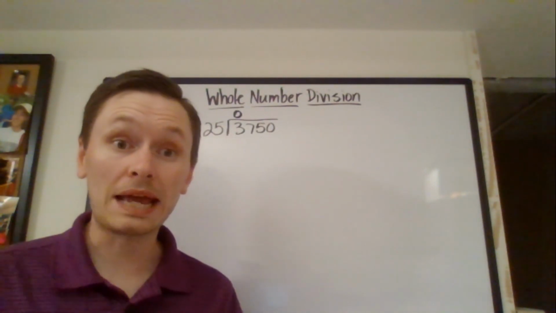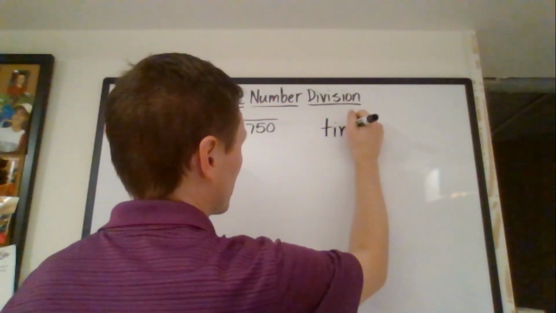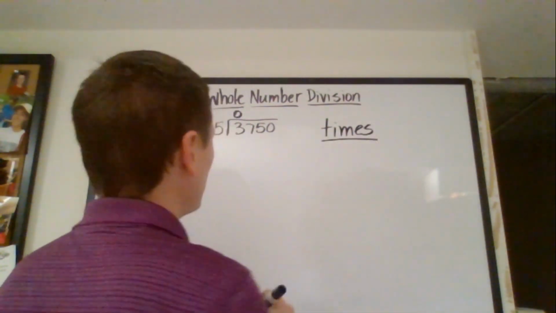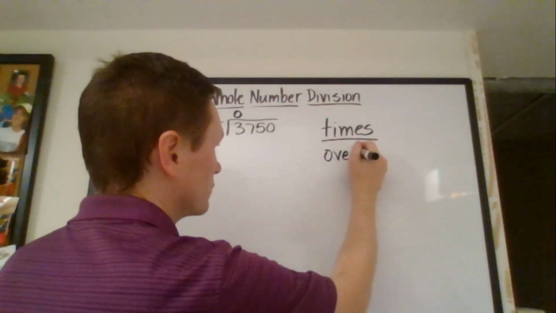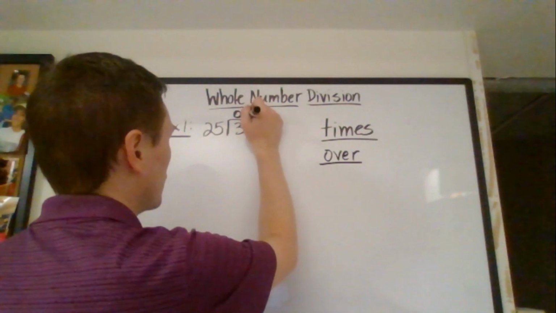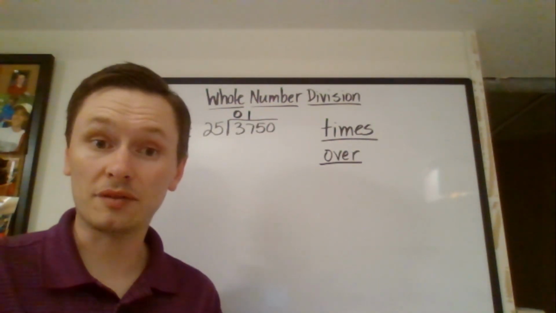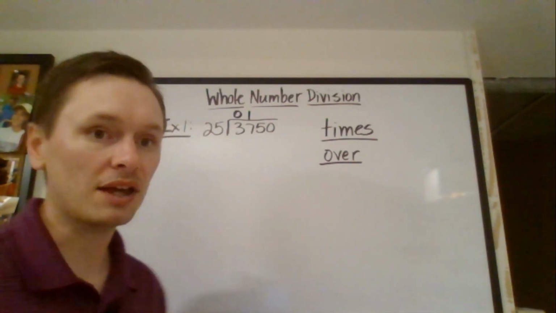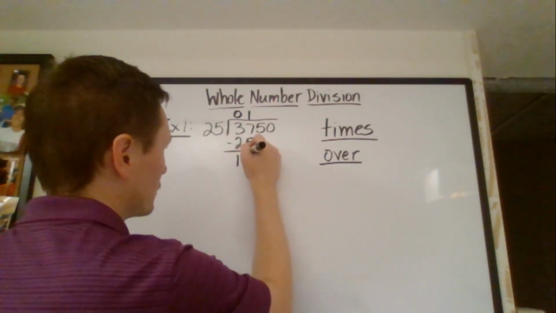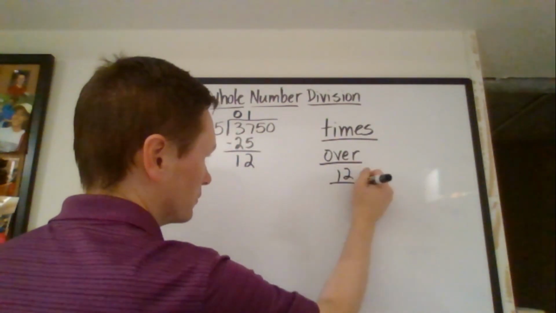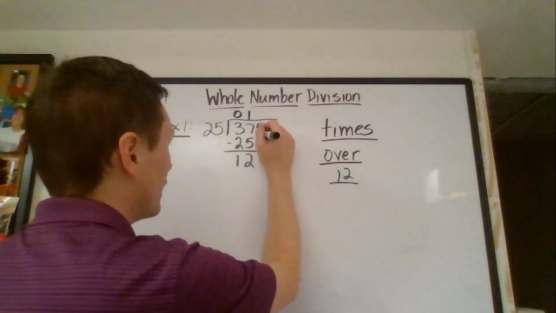Okay, so again, how many times does 25 fit into 3? 0 times. How many times does 25 fit into 37 without going over? 1 time. Then I multiply 1 times 25, which is 25, and I subtract 37 minus 25, and I get 12. Bring down, so I'm going to bring down my 5.